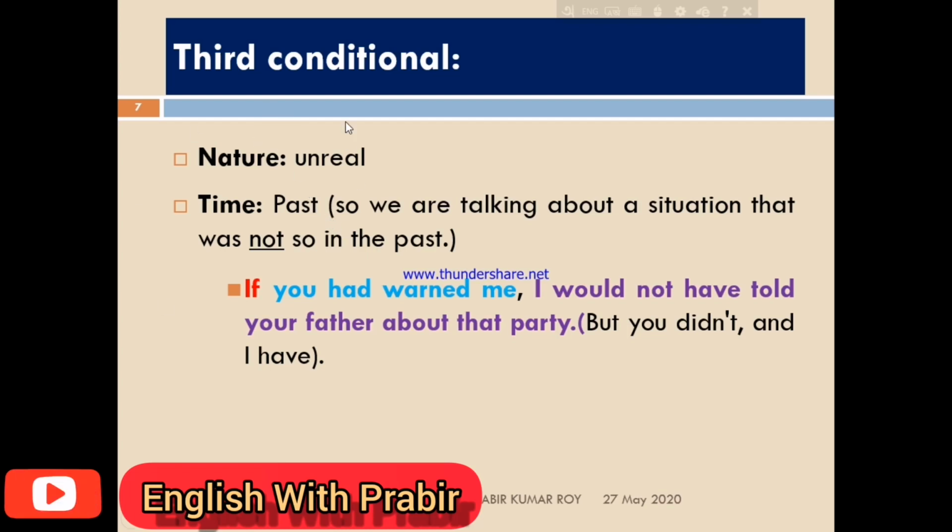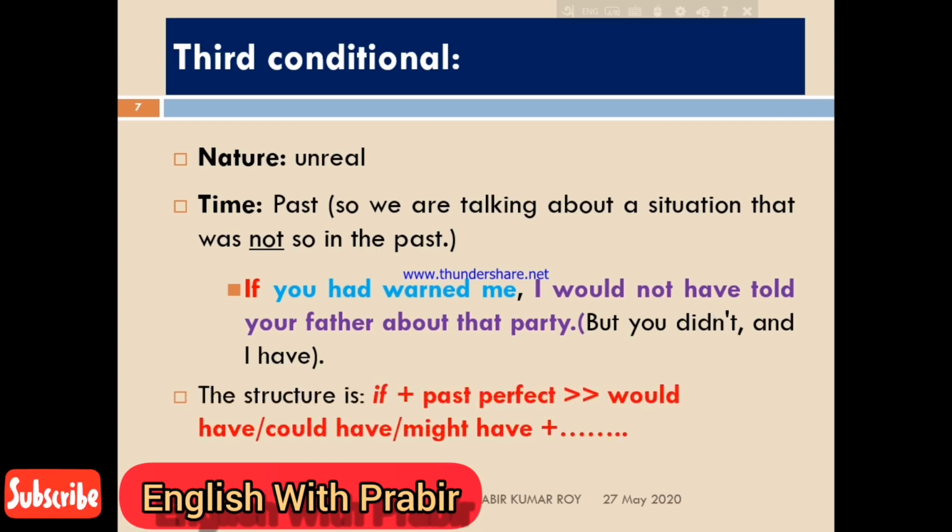In third conditional, the if clause is in past perfect tense, and in the principal clause we have to use would have, or could have, or might have. Okay? Yes, the structure is if plus past perfect. This is the structure of the subordinate clause. And in the principal clause, you have to use would have, could have, or might have. And remember one thing: after would have, could have, or might have, you have to use the past participle form of the verb.